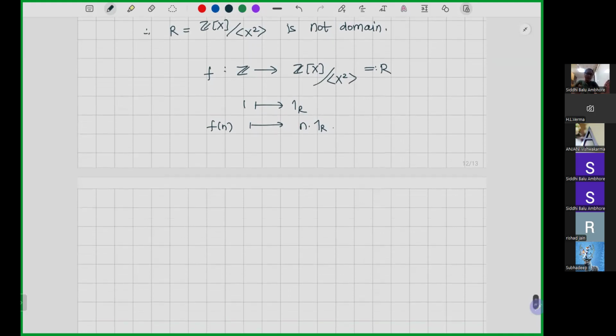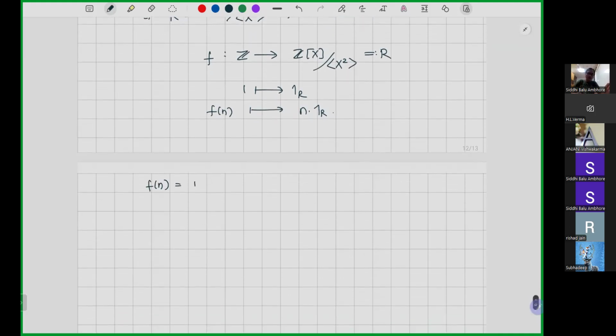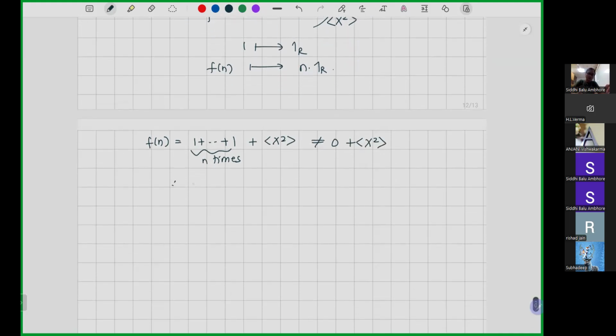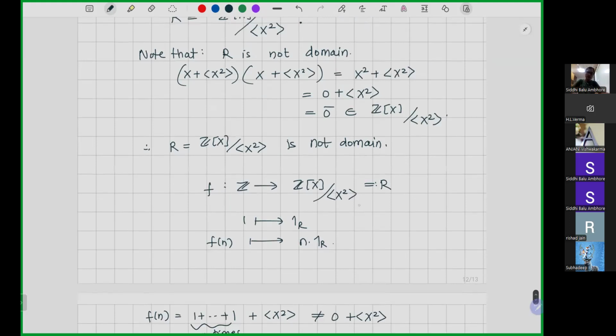Okay, but if I write this explicitly, what is f of n? It is n times 1 plus x square, right? This is not equal to 0 plus x square, right? Because first of all, this 1 plus 1 is what? It is n plus x square in Z. So elements here are of this form, right? These are all h plus x square, where h is in Z[x]. Elements are of this form.